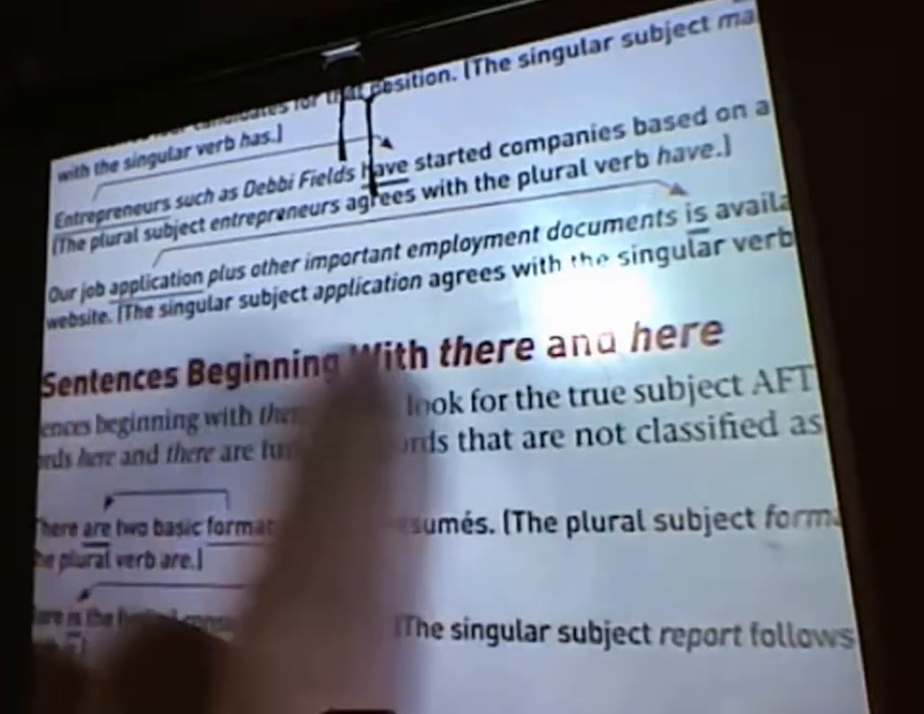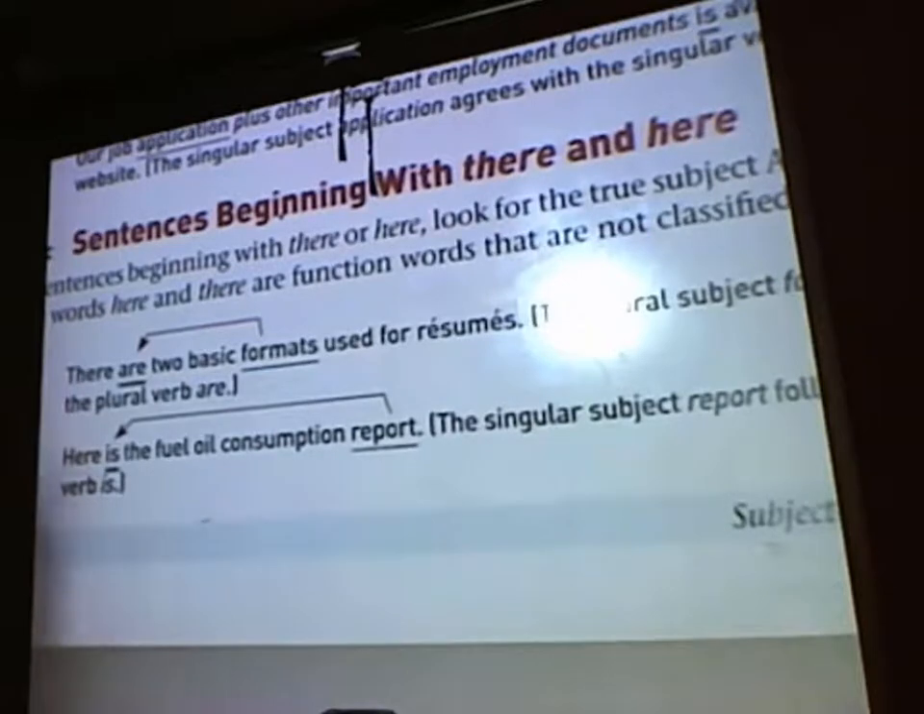Then when you have sentences that begin with there and here, it's not illegal, but we really don't want to use that for business communication for the most part, because it forces us to create wordy sentences. We have to look later in the sentence to find the true subject, because the word there really functions as an adverb. It tells usually where is what it's referring to. There are two basic formats. Formats is your plural subject, so we need a plural verb, are.